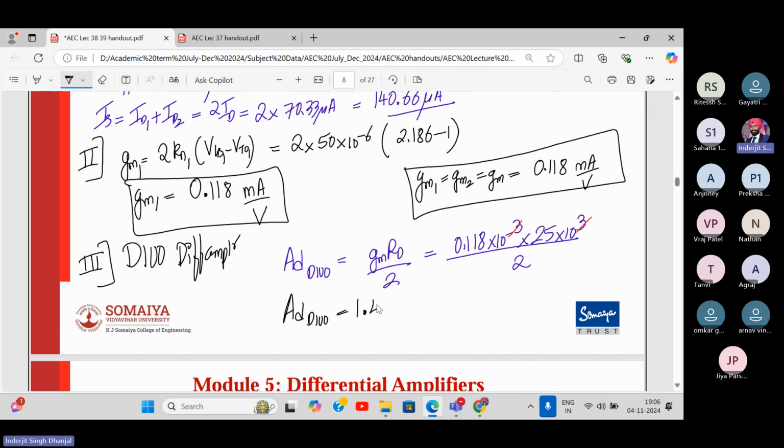Is it 1.4825? Quickly tell. Differential gain is 1.4825. Can anyone confirm? 1.475. Okay, you have substituted 0.118. That's okay. 1.48, 1.47, it's fine. So 1.48, that's important. Remember, AD is greater than 1.